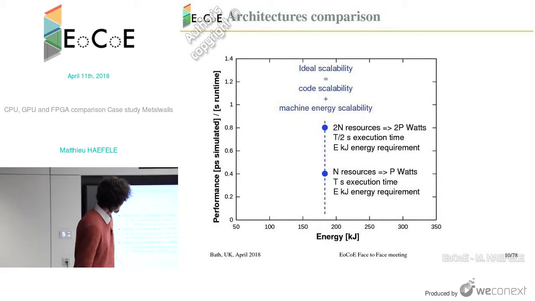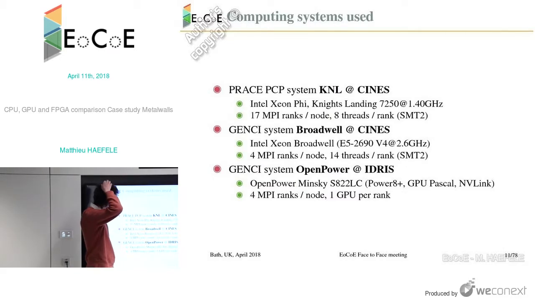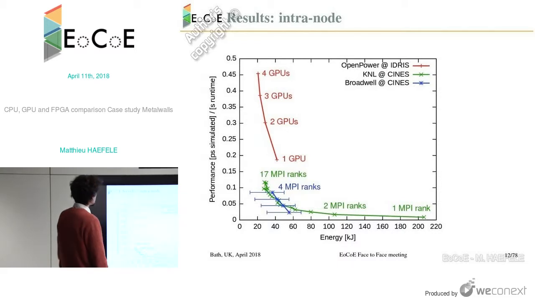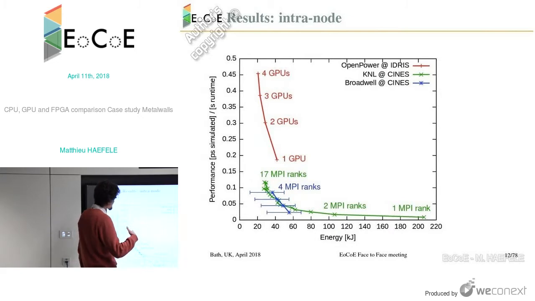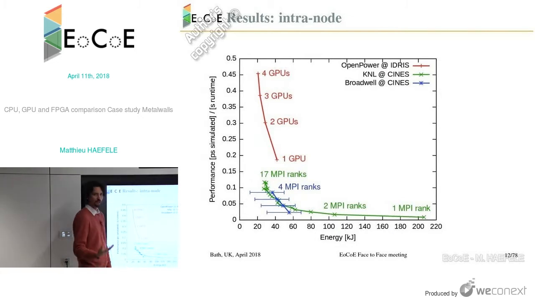Now, we've run the implementation on three systems: KNL, Broadwell, and an OpenPower system. And here are the results for intra-node. As I said, normally the curve should go to the right, but here they are going to the left. So we have an incredible super-linearity of behavior, but not at all.